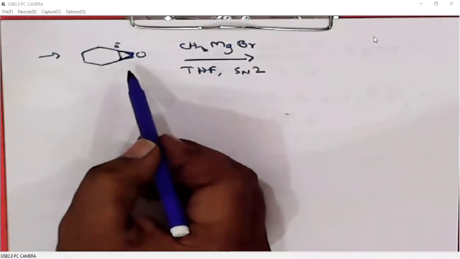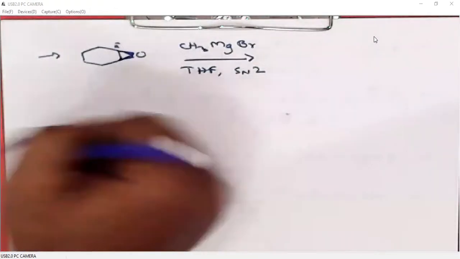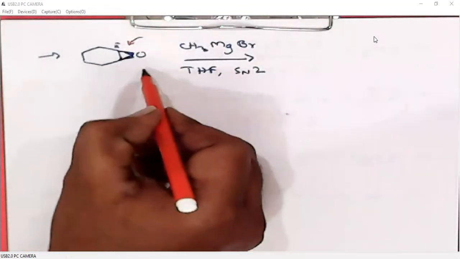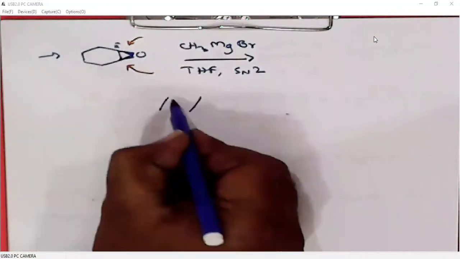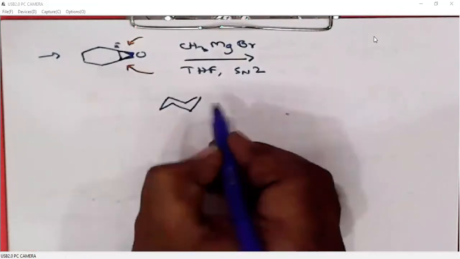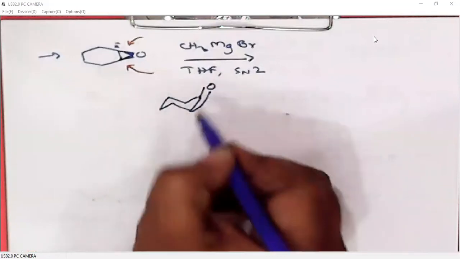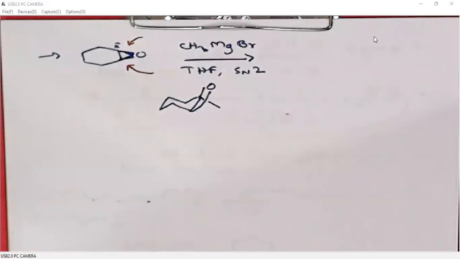Then from which side will it approach? Either from this side or from this side. This we can explain based on the chair conformation. So we need to write the chair conformation first. Since this epoxide is above the plane, we will keep this epoxide like this, and we also have a methyl group below the plane. Right.